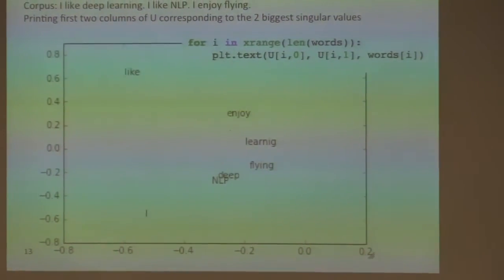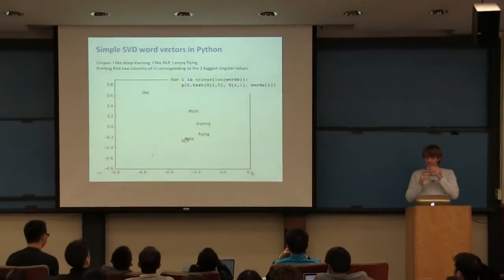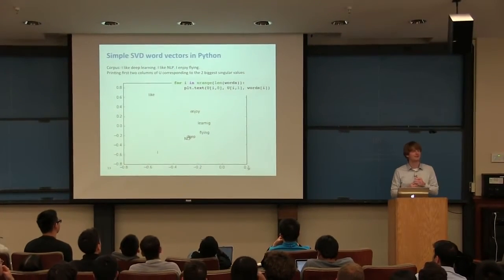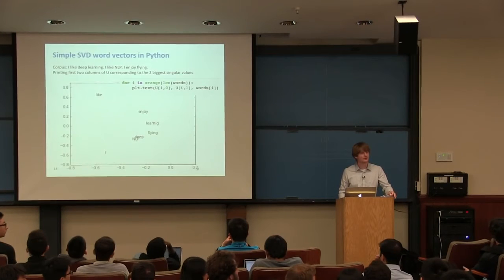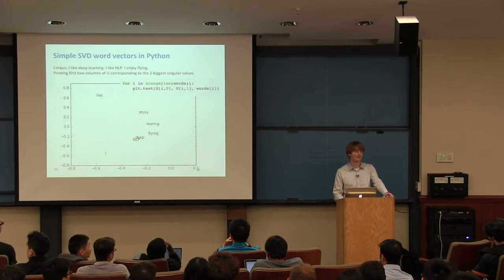Are there any questions about this? Yeah. Like it seems that we have thrown away the singular values here. Like, do the singular values represent anything?